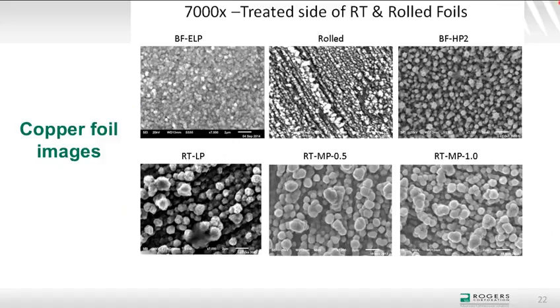Yeah, so here's some of the copper foil images. These are taken at 7,000x on a scanning electron micrograph. You can see this is on the treated side of the reverse treated and rolled. You can see the striations in the rolled, which is actually the plated treatment following the structure that was left behind from the rolling process. And you can see with the various different grades of foils, you can get quite a large range of nodule diameters.